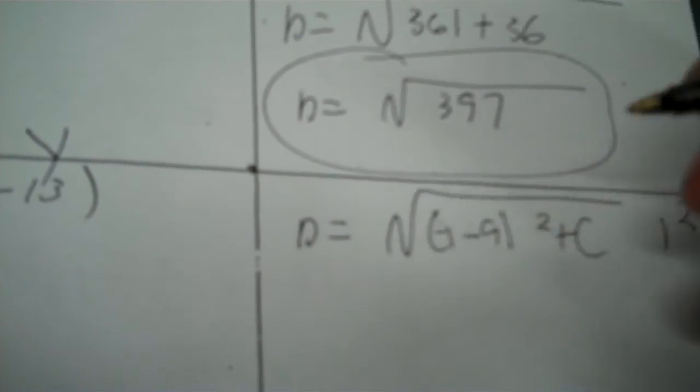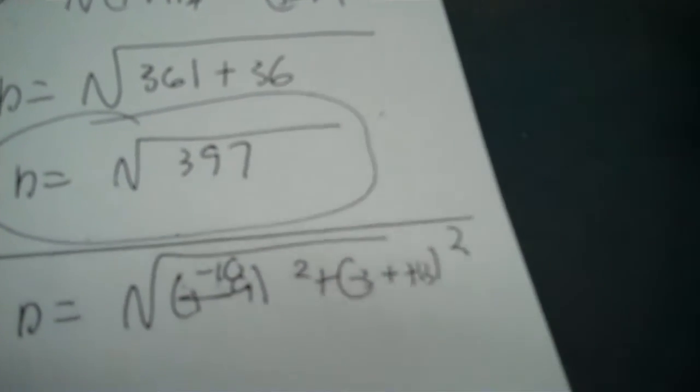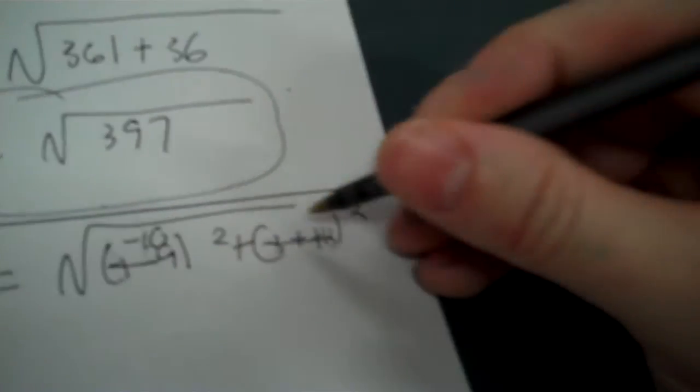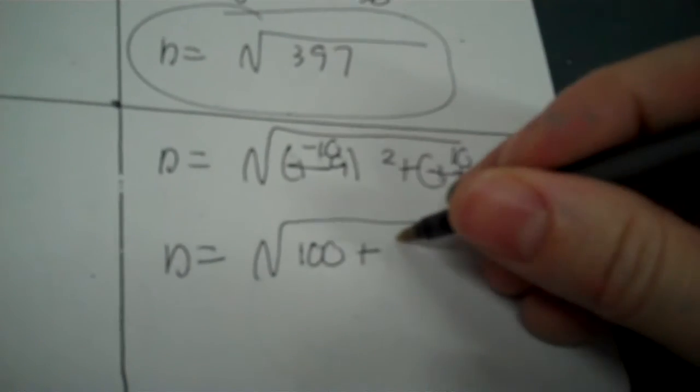Okay, so the x is negative 1 and 9. That's negative 10. Negative 3, negative 13. So that is actually negative 3 plus 13, which is also 10. Okay, negative 10 times itself is 100. It is positive. 10 times itself is also 100. So that's going to be the square root of 200.